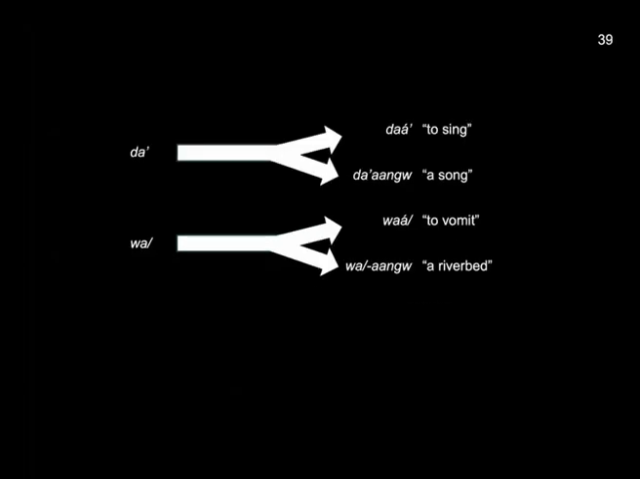Now, moving beyond nominal suffixes, this process is also not limited to any particular part of speech. The root da can form the verb to sing, as well as the noun a song. Similarly, the same operation applies to wa to derive the verb vomit and the noun a riverbed. So we have da, to sing, and we have da'ang, a song. We have wa, to vomit, and wa'ang, which is a type of riverbed.